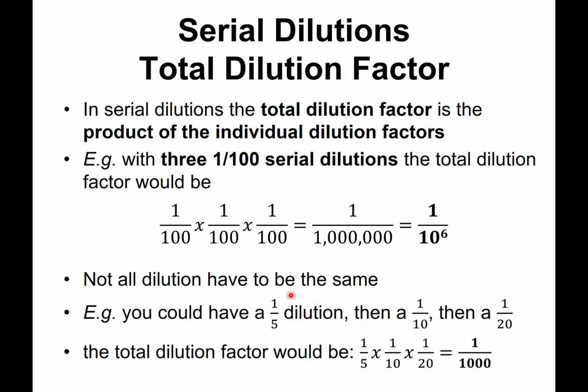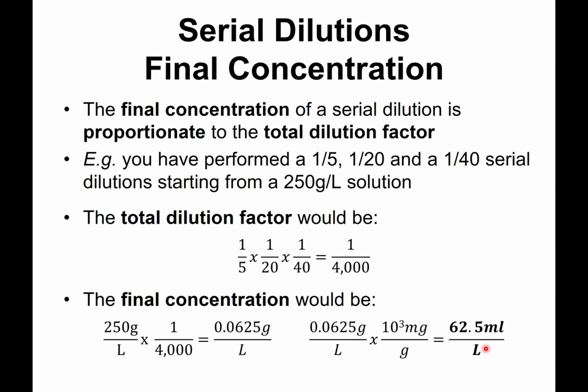For example, you could have a series of dilutions, the first one being 1 in 5, the second one 1 in 10, the third one 1 in 20. Again, the total dilution factor will be the product of all the different dilution factors. So it will be 1 in 1,000 here. So like in simple dilution, also in this case, the concentration of the final dilution that you get out of a serial dilution will be proportional to the original stock solution, the starting solution, proportionate to the overall dilution factor.